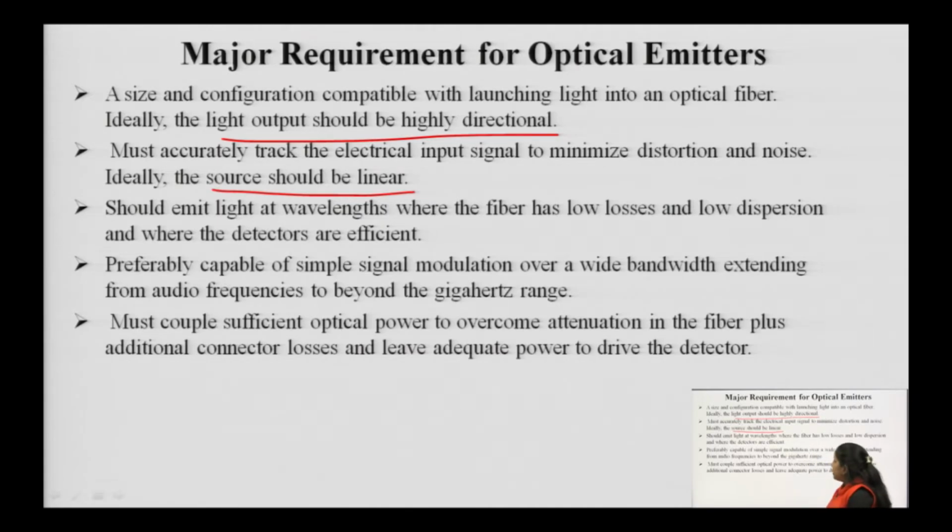It should emit light at the wavelength where the fiber has low attenuation. Earlier we have seen that there are certain wavelengths where the attenuation and dispersion are less. So, the wavelength of light should be selected in such a manner that we have low dispersion and low losses.